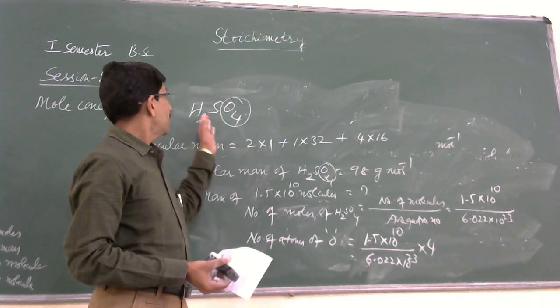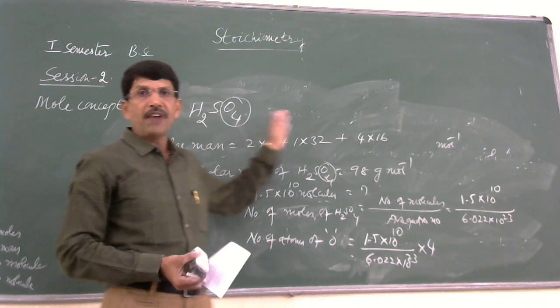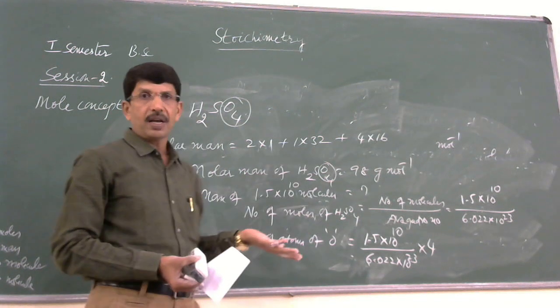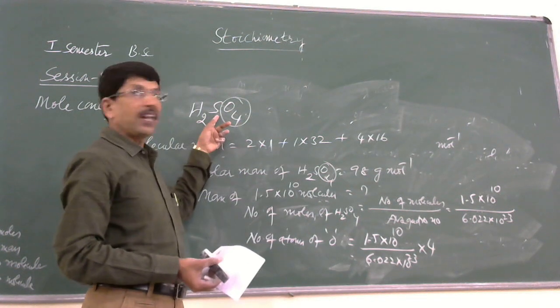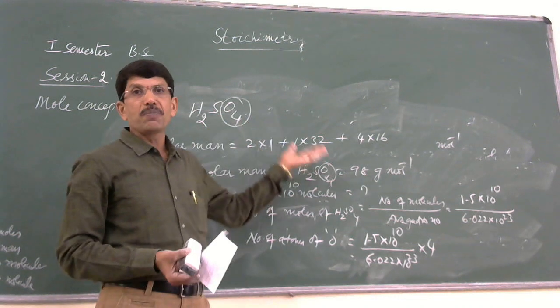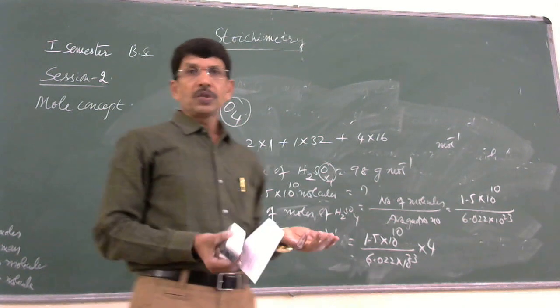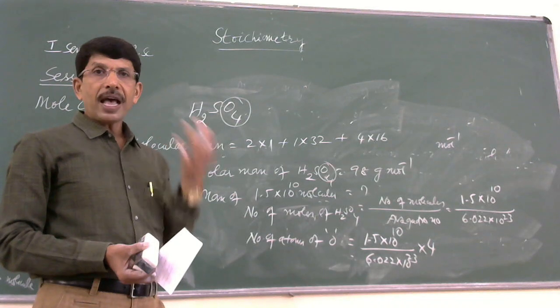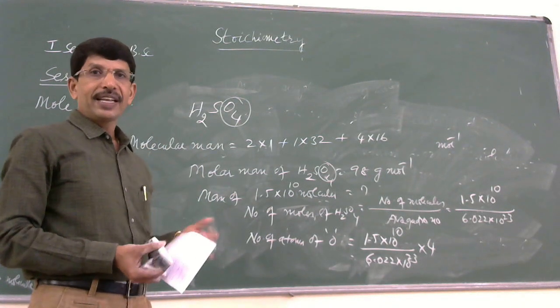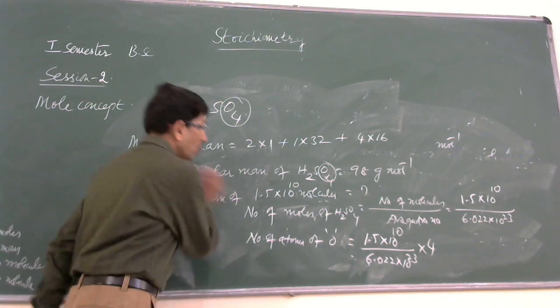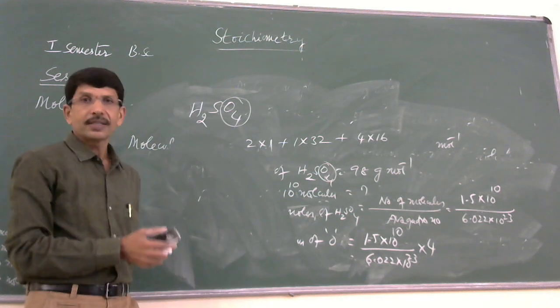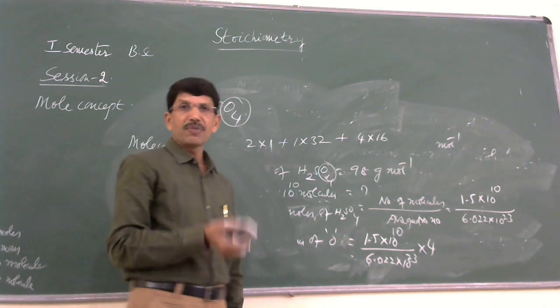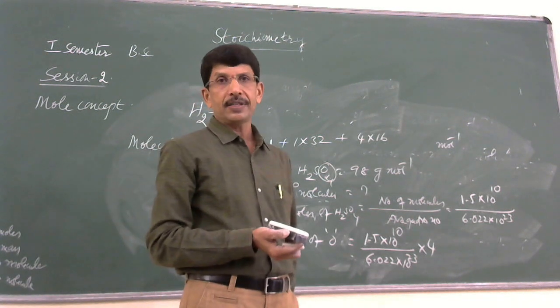If it is the number of hydrogen atoms, it will be half of the number of oxygen atoms. If it is the number of sulfur atoms, it will be 1/4 the number of oxygen atoms. So this is how, if we have a clear understanding of the mole concept, we can calculate either mass or number of molecules, etc. Thank you.